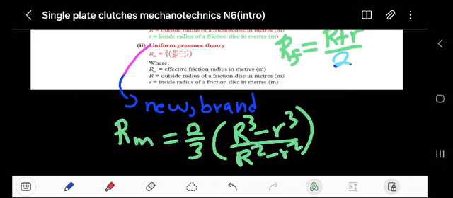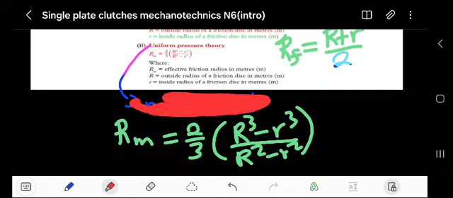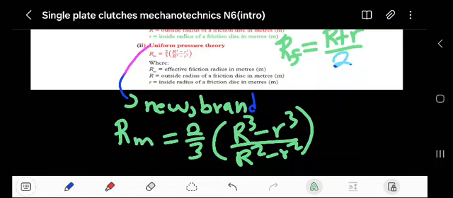Now the effective friction radius, right? This is when you're dealing with brand new clutches, new ones, as I've shown you there. This one is not second hand. That theory is called the uniform pressure theory. Uniform pressure theory is for new clutches, as you can see.